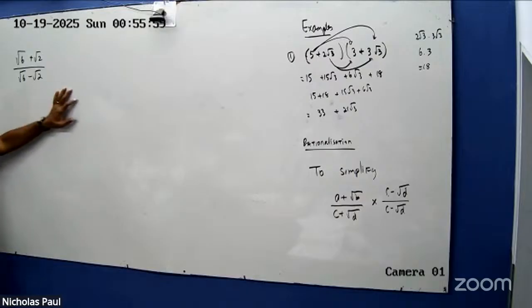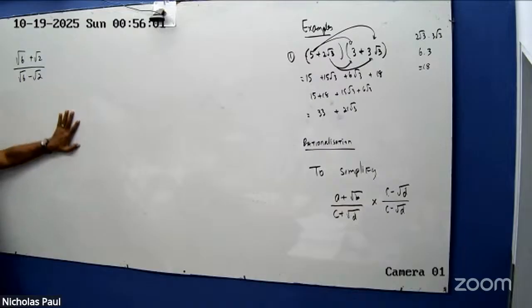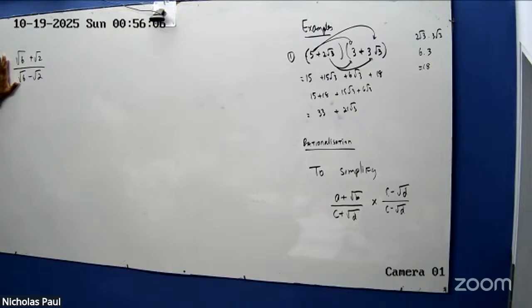Remember, it's rationalization. It's removing the surd from the denominator, right? By the way, what set of numbers do surds belong to? Irrational, right? So when they say rationalization, they want the denominator to turn into a whole number, a rational number, so it moves from being irrational to rational.